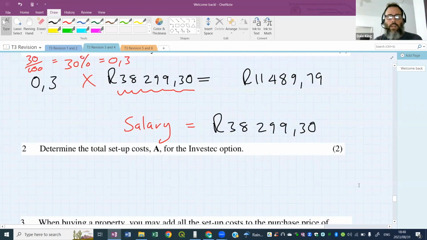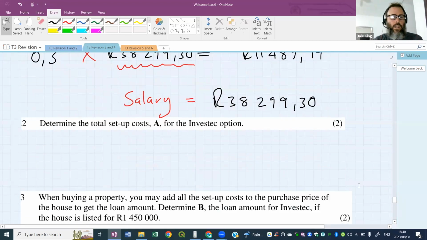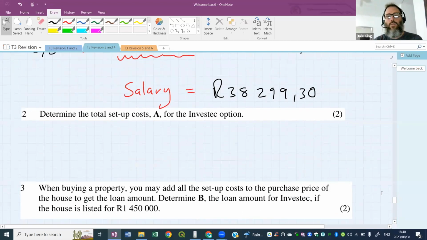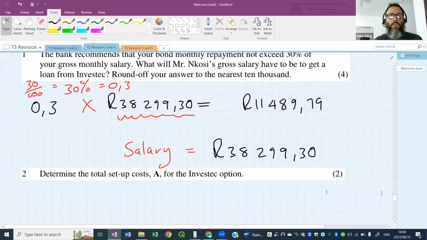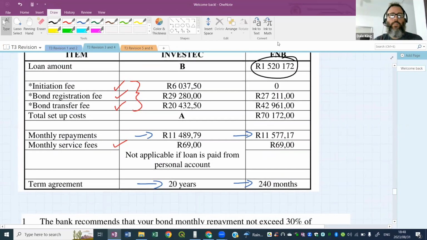Guys, there's an even bigger one coming. Oh, Lord. Here we go. Question 2. Determine the total setup costs A. That's not too bad. Determine the total setup costs A.